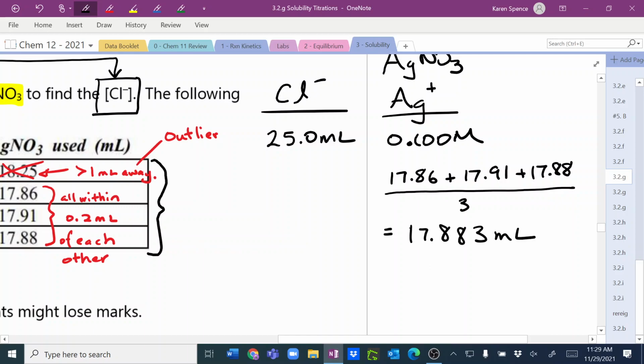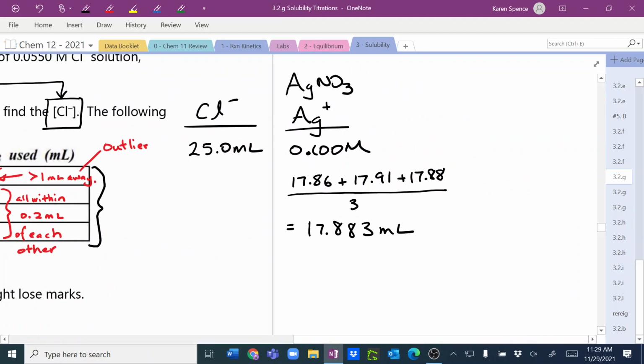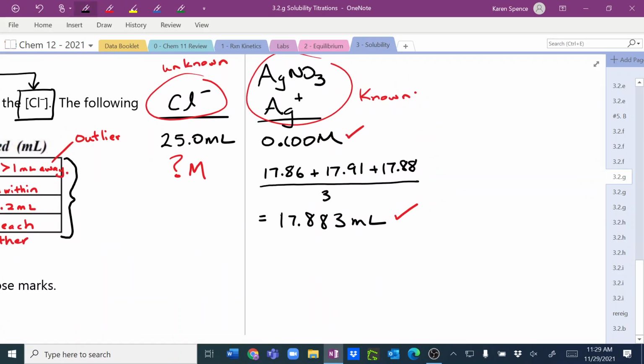Okay? So in a titration, we're going to go from our known substance to our unknown substance. We call this the unknown substance because we don't know its molarity. We call this one known because we know both the molarity and the volume. This one I'm going to show in a single line. So let's calculate the concentration of chloride, but we're going to start with the volume of silver.